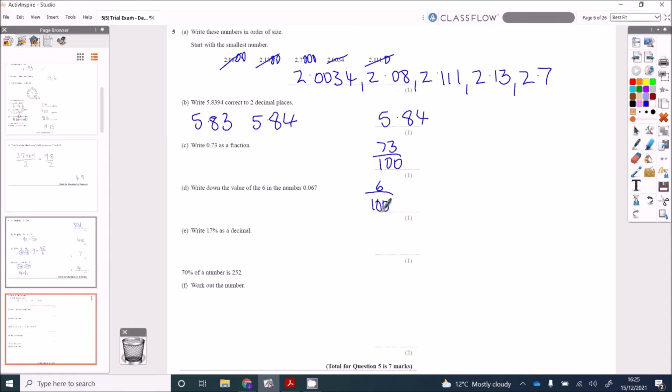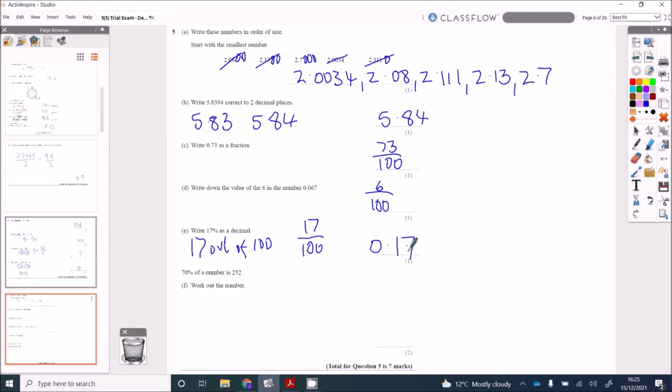Now write 17% as a decimal. Well, percent means out of 100. 17 out of 100. That's just 17 over 100. Now you could just put that into your calculator to work it out, but that's 0.17.